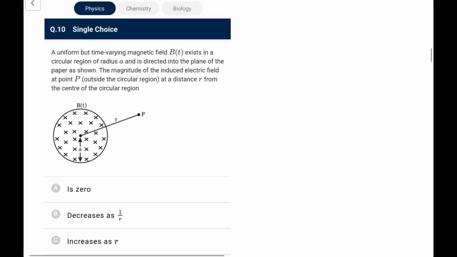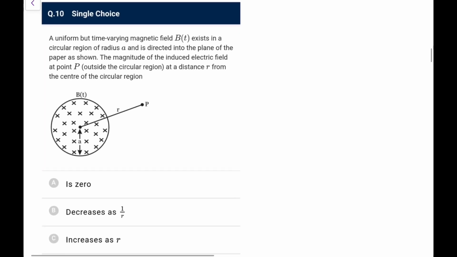Next one. A uniform but time varying magnetic field exists in a circular region of radius A directed into the plane. The magnitude of the induced field at point P outside the region at a distance R.